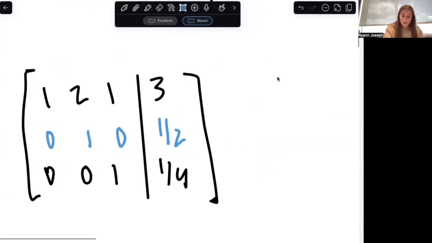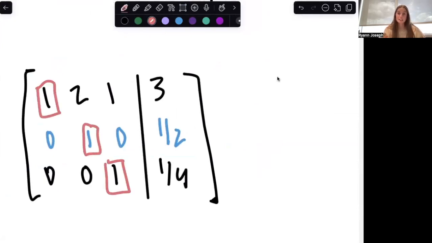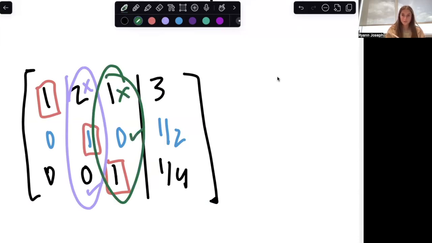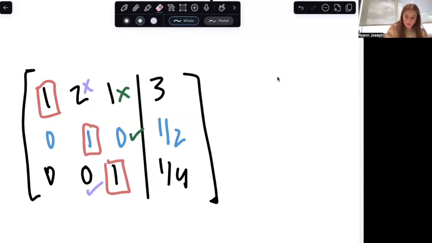The things that are remaining, if we want these to be our pivot variables, which is ideal if we're going to have this look like the identity matrix, we need every entry in its column to be equal to 0 besides that value. So that means in this column, here we're good, here we're bad. In this column, here we're good, here we're bad.